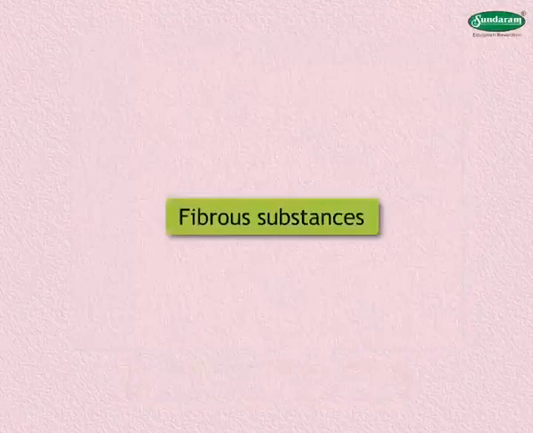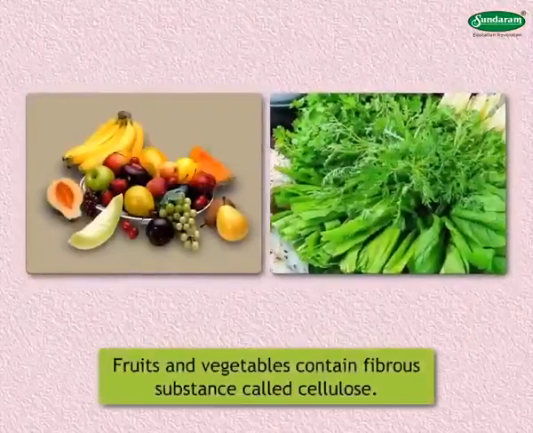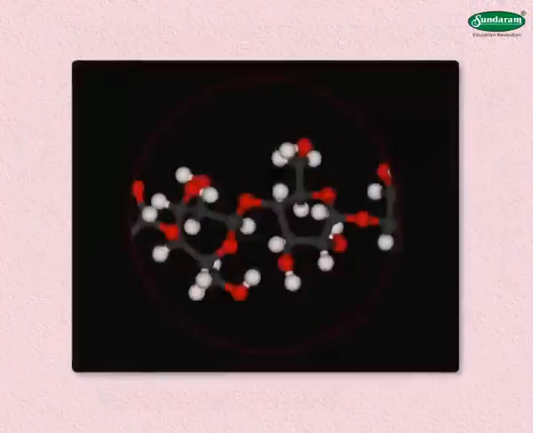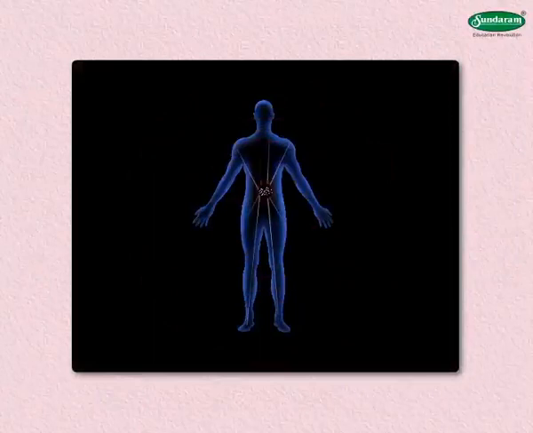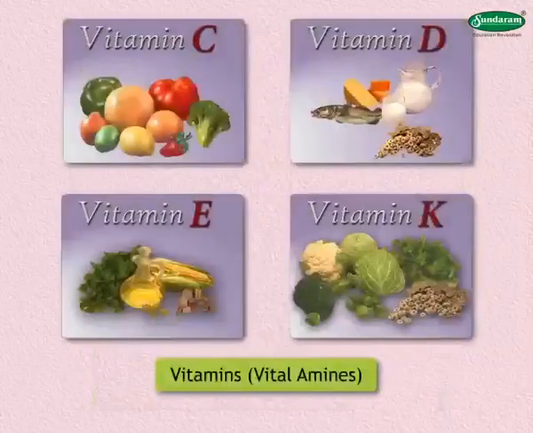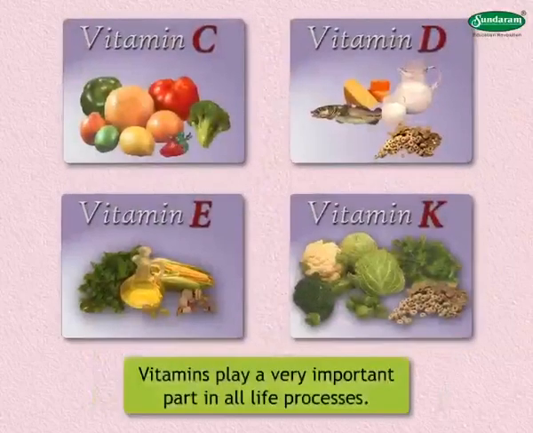Let us now study about fibrous substances, another constituent of food. Fruits and leafy vegetables contain a fibrous substance called cellulose. Since cellulose is not digested, we do not get energy from it. However, it helps in forming the stools and thus expelling the undigested waste part of food. Vitamins are one of the important constituents of food.